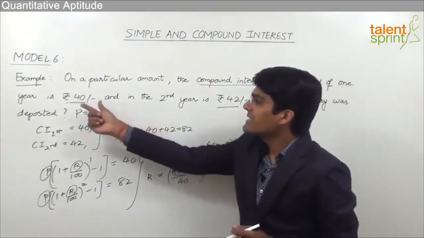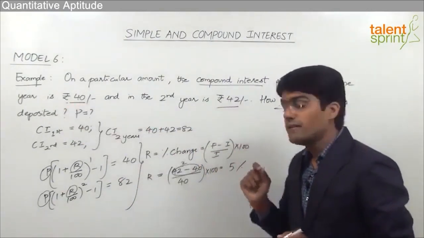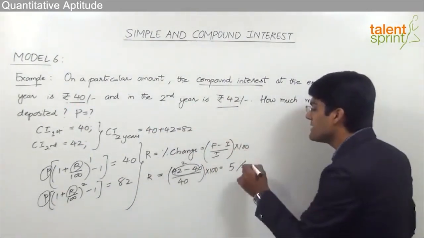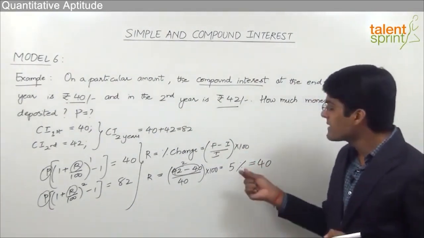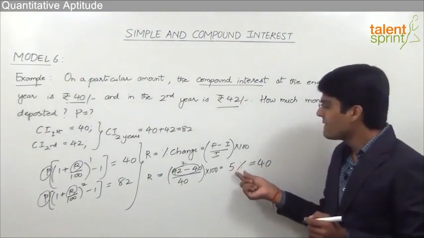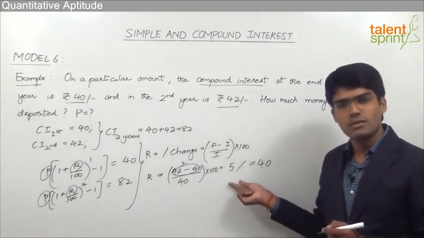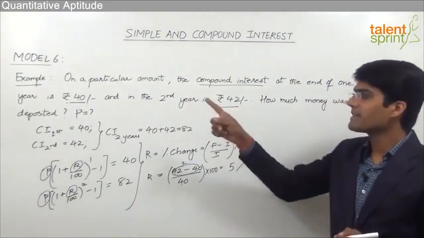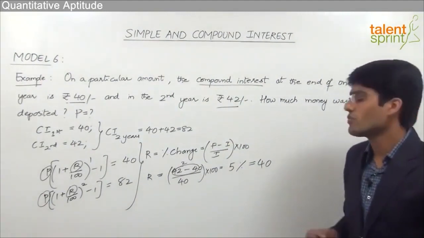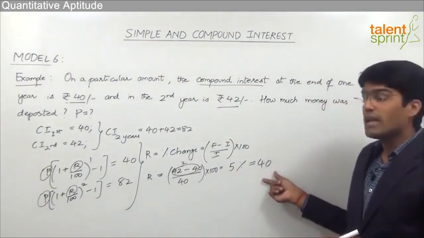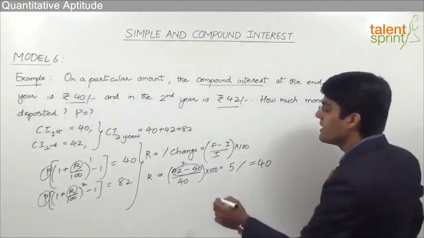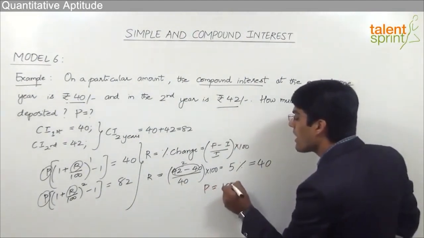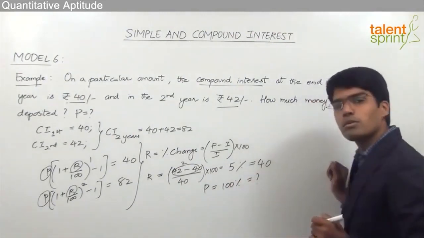Now here, as the interest earned in the first year is 40, we can say that the 40 rupees is equivalent to 5%. Because in the first year we get interest only on the principal amount, that is 5% of 100%, which is equal to 5%, and that should be taken as first year's interest, that is 40 rupees. So we know that 5% is 40, and we are supposed to find out how much money was deposited. That means the principal amount. Principal P should be equal to 100%. So this is equivalent to what?